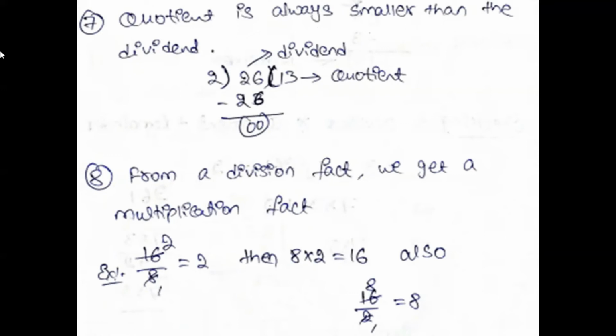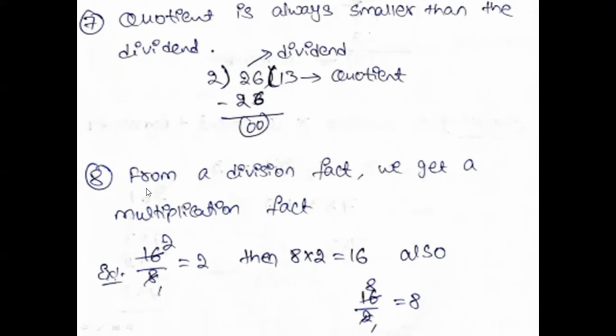See here. 2 ones are 2. 2 threes are 6. So we'll get the same as this number, so we have to subtract it. 26 minus 26 is 0. 2 minus 2 is 0. Remainder is 0. Quotient is 13. Okay. Quotient is smaller than the dividend. 13 is smaller than 26.